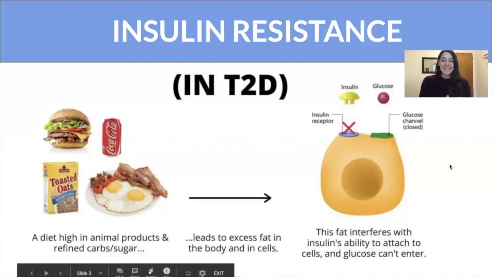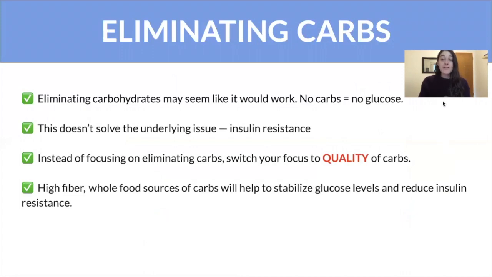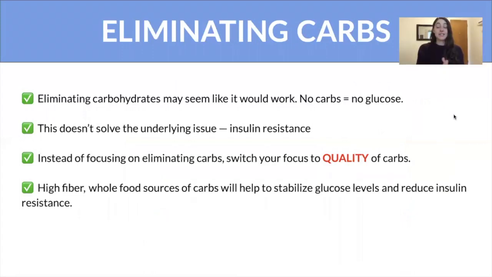So with that said, one of the common mistakes I see people do is eliminate carbohydrates. So you would think that would work. And in theory, it does. Because if you don't eat any carbohydrates, then none of those carbohydrates are being broken down into glucose. And then you don't even need to deal with glucose being in your blood in the first place. So no glucose, no high levels.